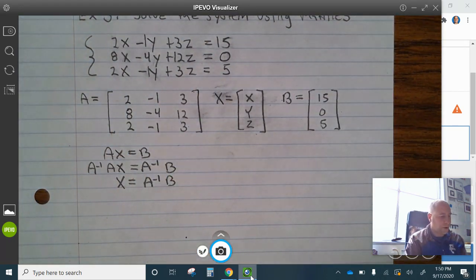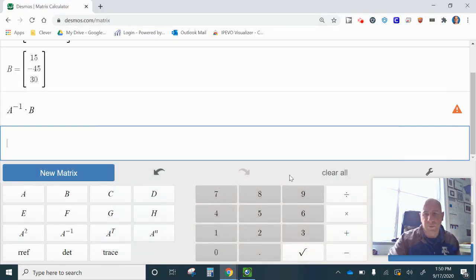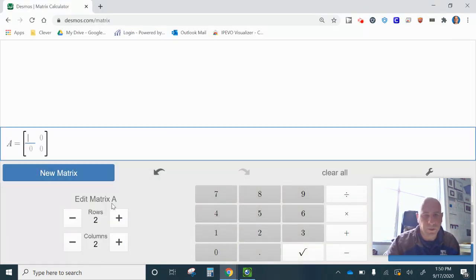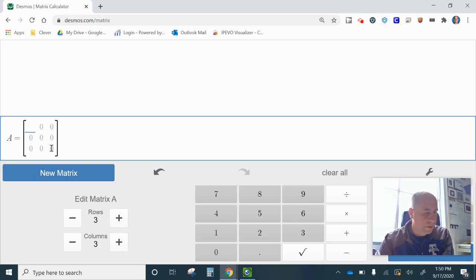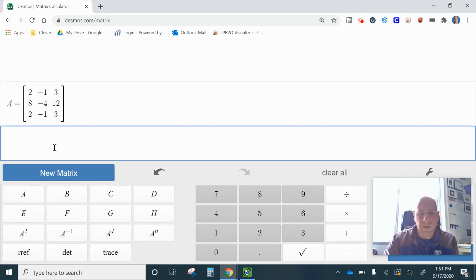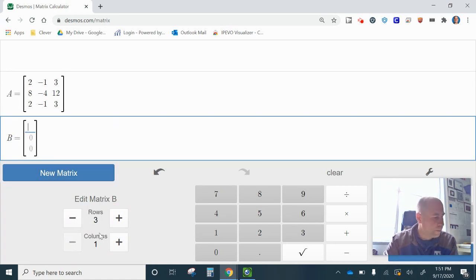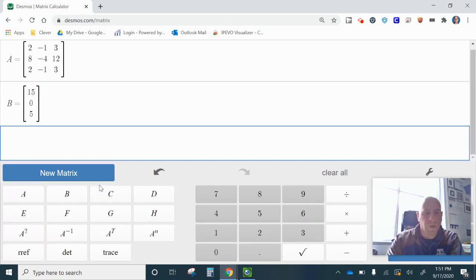And so new matrix, A is a 3 by 3, so that's 2, -1, 3, 8, -4, 12. Let's see, 2, -1, 3. Press enter right here. And then new matrix again, B is a 3 by 1, and so that's 15, 0, 5. Enter. And we know that X is A inverse times B. And so you notice you get an error message.